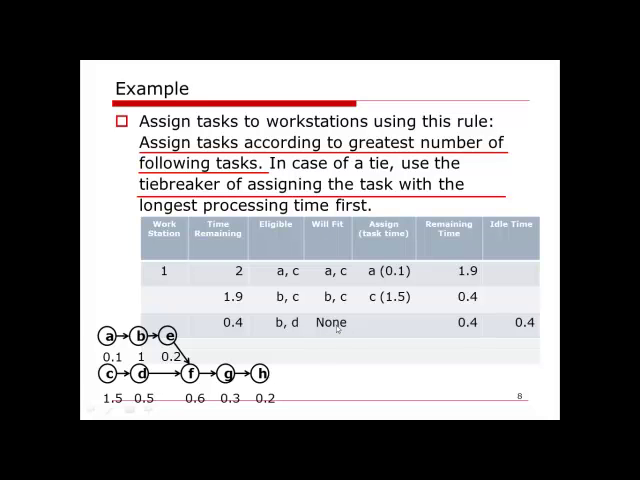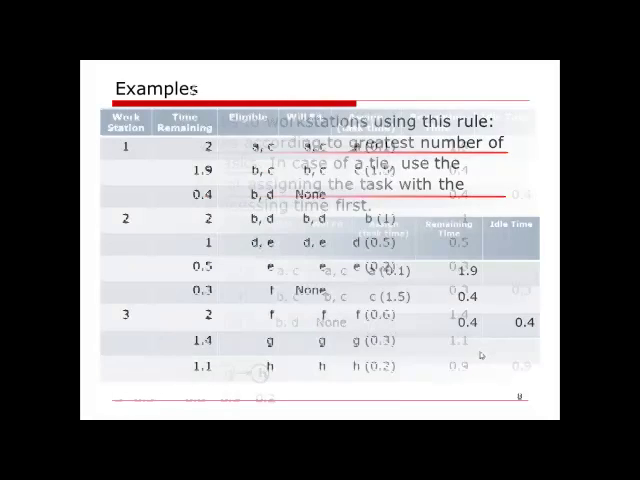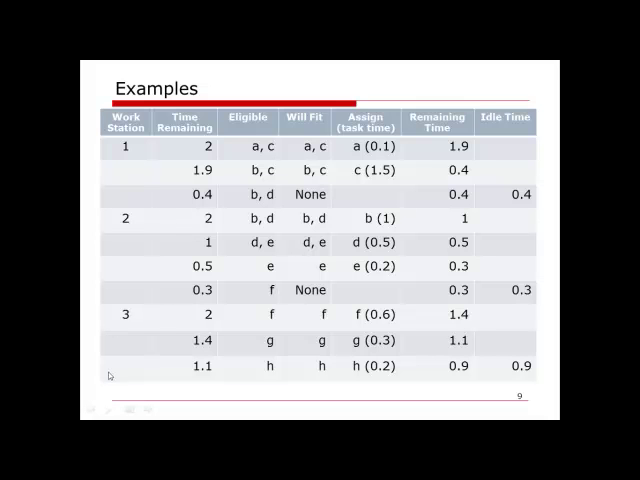Now, what can we do with the remaining 0.4 minutes? Actually, we can do nothing with it. This will be the idle time for workstation 1, which means this time will be wasted. Similarly, we can work on workstations 2 and 3 and assign the jobs following the steps we just demonstrated. And eventually, we assigned the jobs to these 3 workstations. So workstation 1 only works on A and C. Workstation 2 works on B, D, and E. Workstation 3 will work on F, G, H.